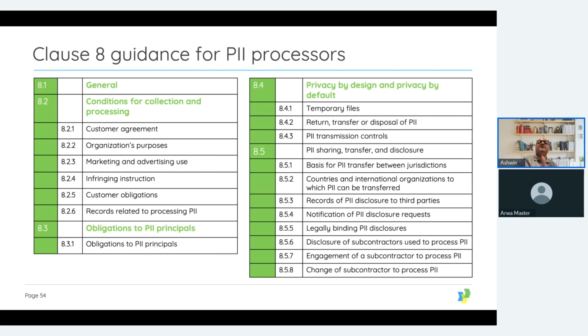Now, the DPDP Act allows us to give the data to a third party for processing, provided the data fiduciary takes the responsibility for it, right? Now, when you do the processing through a third party, do we have a customer agreement? Do we have the purposes for which the transfer is being made? Do we have restrictions on marketing and use? Do we have infringing instructions? Do we have contracted customer obligations? Do we have a record of what is being processed? Do we have contractual clauses of the obligation to PIA principles, temporary files?